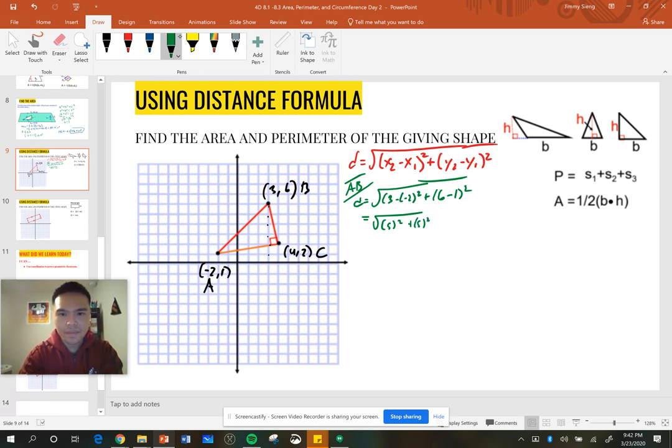Yep. That's going to give me square root of 50, which I'll just hold off at square root of 50 before I do anything else so that I can get a more precise answer, okay? Can you do it for BC?